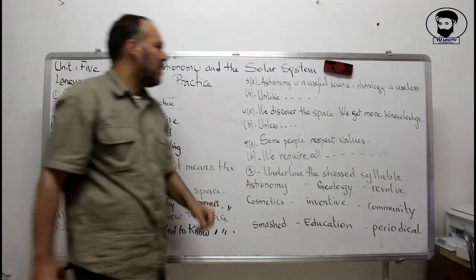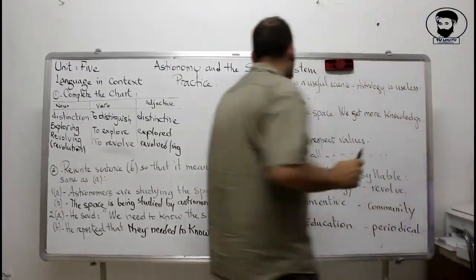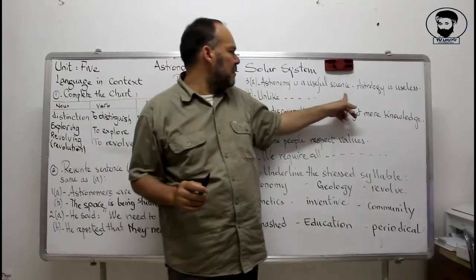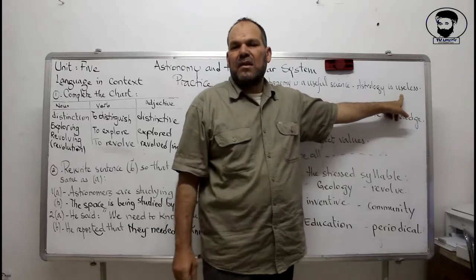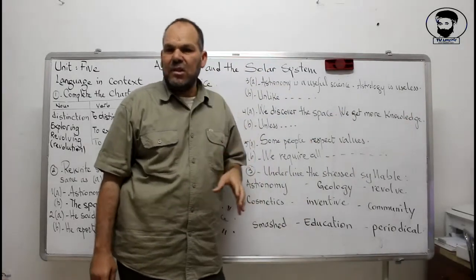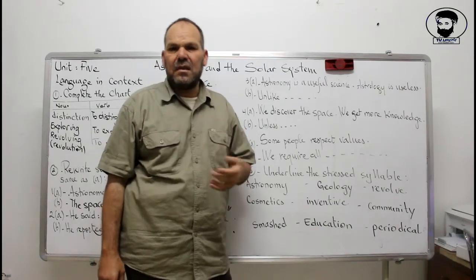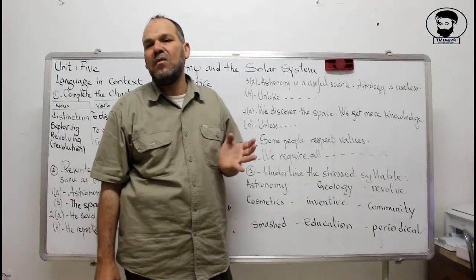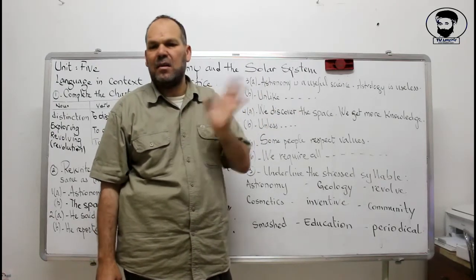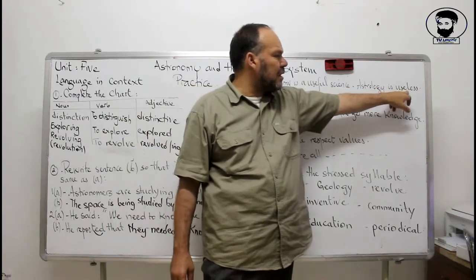Now let's see this one. Astronomy is a useful science. Astrology is not a useful science. As I told you, astrology is not a good science to learn. It's something useless. It is something that interferes with the will of Allah. Nobody knows what is happening in the future. Nobody, but just Allah. So astrology is a useless science.